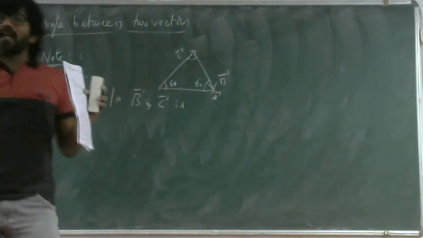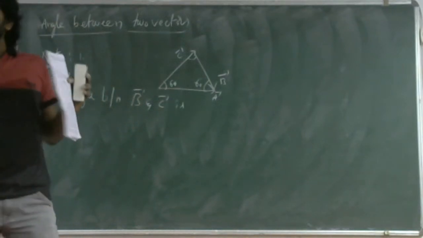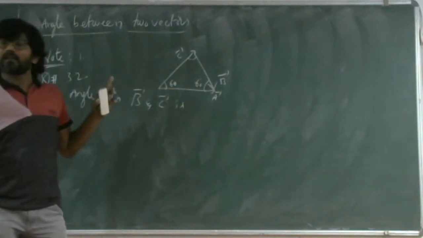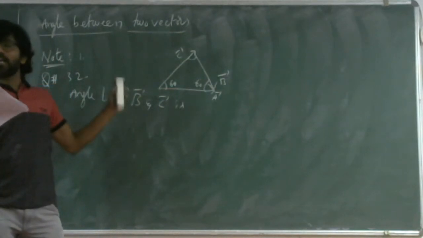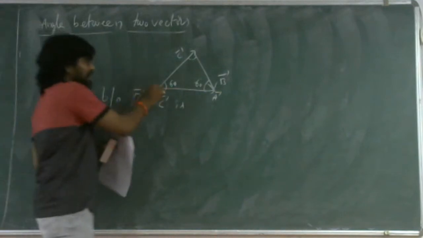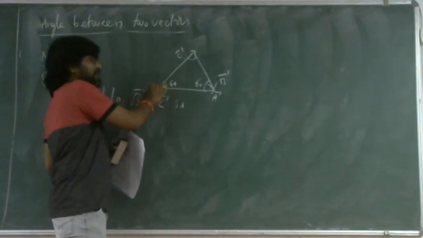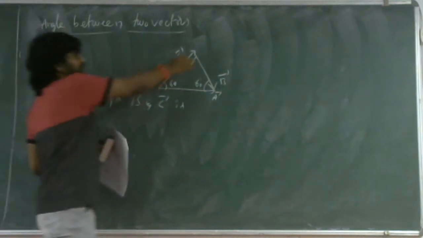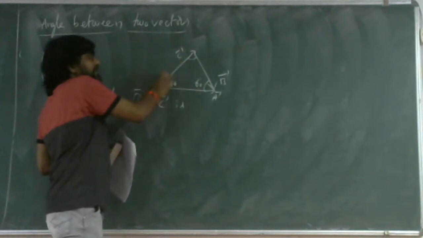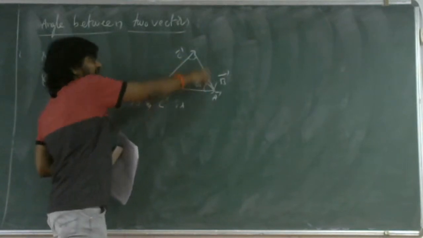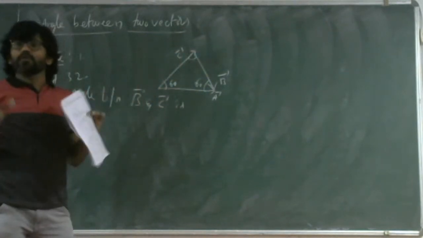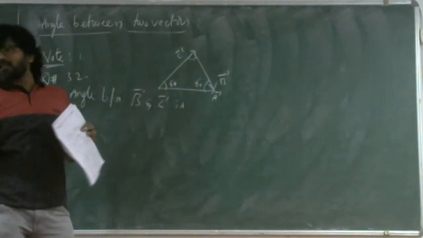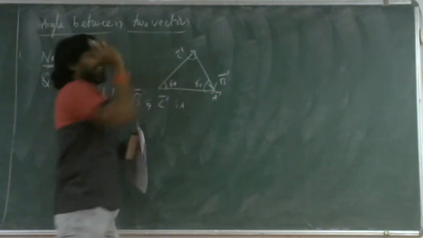Whenever you are asked to find the angle between any two vectors, you have to keep in mind that you have to arrange the vectors tail to tail. This means the tail of the first vector should be arranged at a common point with the tail of the second vector. So here B and C: this is B, this is C. The tail of the C vector is here, the tail of the B vector is here. B vector is the first vector, C vector is the second vector.